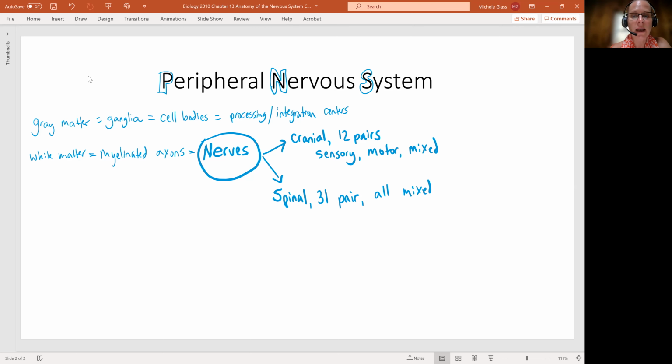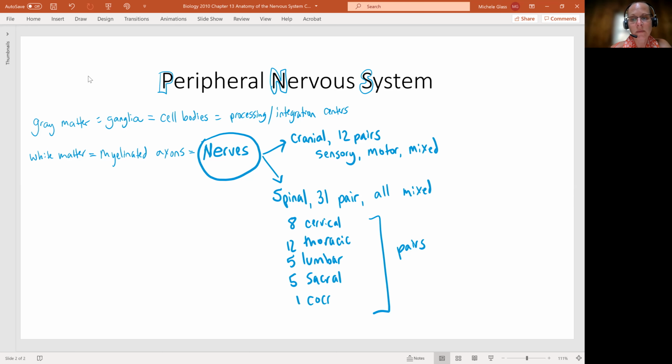And just to be clear, the numbers I'm going to present here are in pairs. So instead of saying 8 pairs, I'm just going to say 8 cervical. Maybe I should put pairs out here, maybe that makes more sense on this side. We're going to have 12 thoracic, 5 lumbar, 5 sacral, and 1 coccygeal. And remember, it needs to add up to be 31 pair, right?